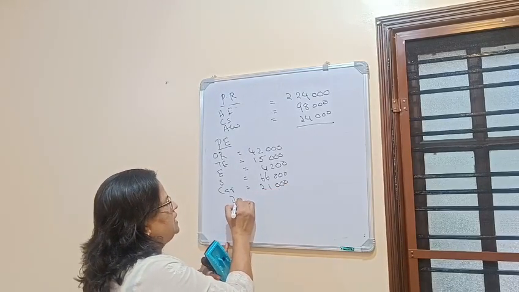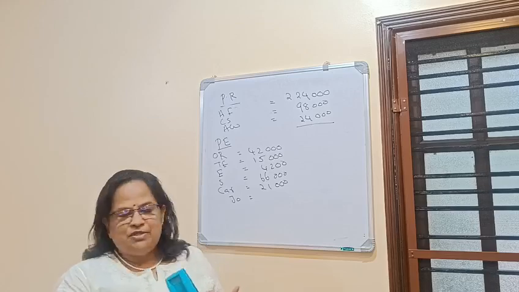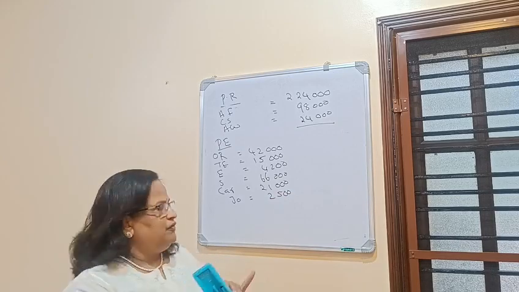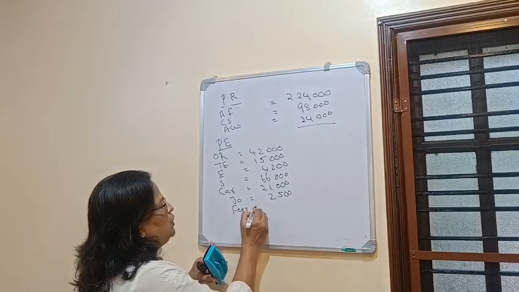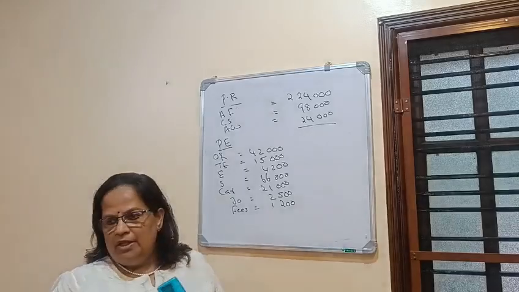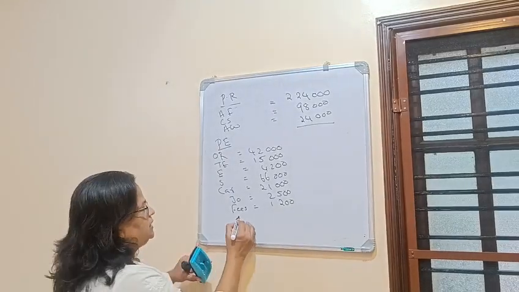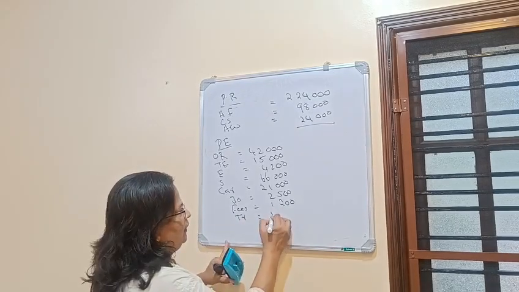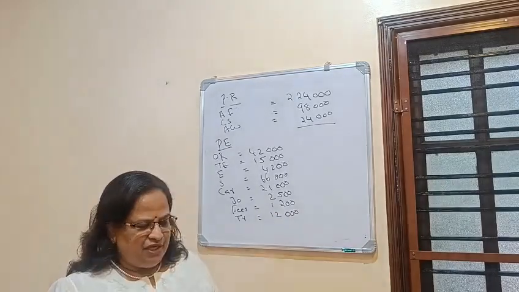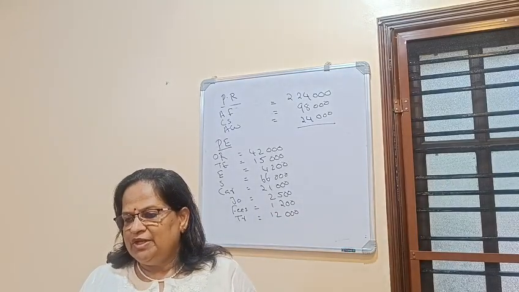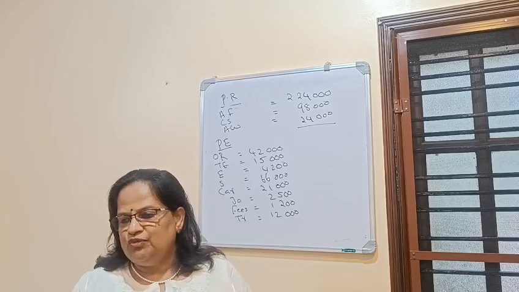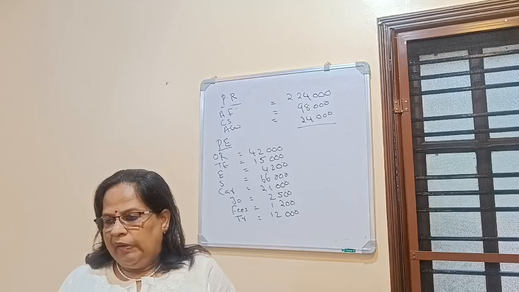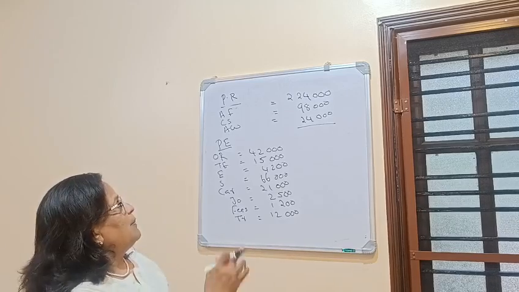Subscription to journals, it is allowed, 2,500. Institution fees 1,200, it's allowed. Stipend given to trainees 12,000. Now we have to see the additional information. Depreciation of the car for the previous year amounts to 5,000 and 30% of the car expenses were for personal use. So we have to consider this.